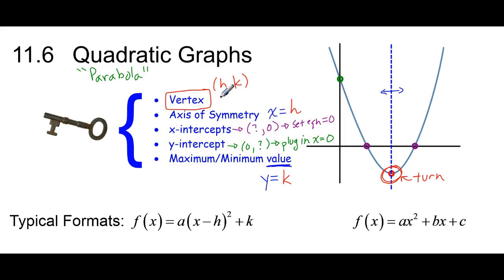So you'll notice that the vertex feeds into the axis of symmetry, and it also feeds into the maximum minimum value stuff. So as one piece of information, you get three answers out of it, whereas the intercepts are their own separate thing. They're not part of the vertex, so they're a little trickier to deal with.